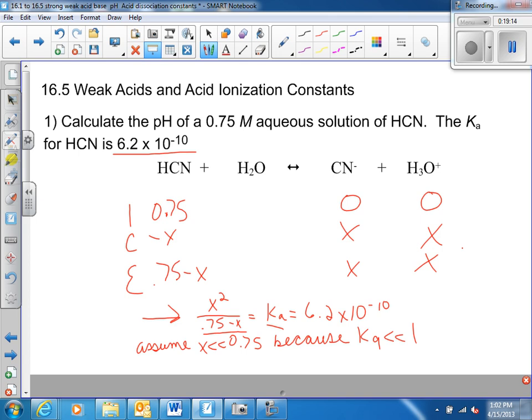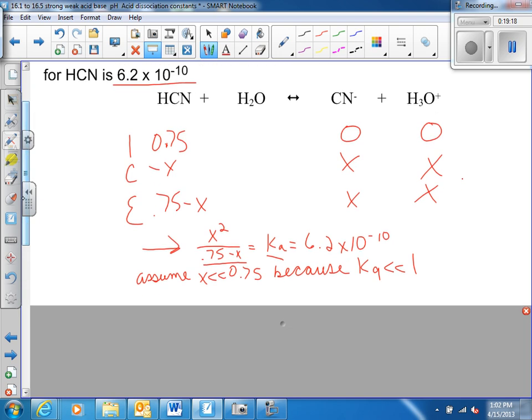Now, these problems are ugly if you try to solve that quadratic. We don't want to do that, so we make an assumption. Notice that Ka is really small. This Ka right here is tiny. It's much, much less than 1. When K is really small, x is really small.